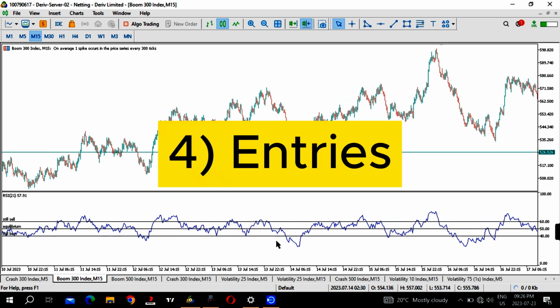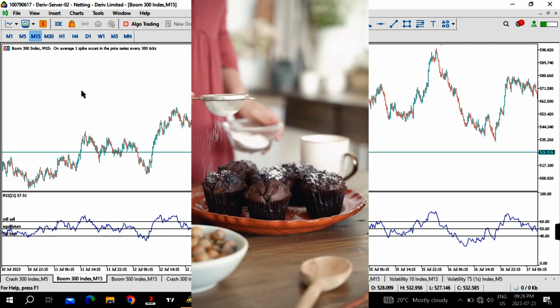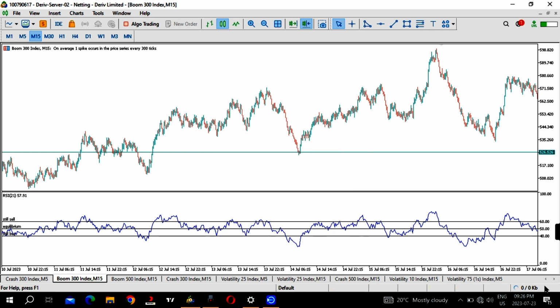Then for our entries, I'm going to be combining this with a little bit of BTMM. I'm a BTMM trader. Then I'm going to show you other strategies that you can combine the RSI with in order to maximize our profits and our entry confirmation.